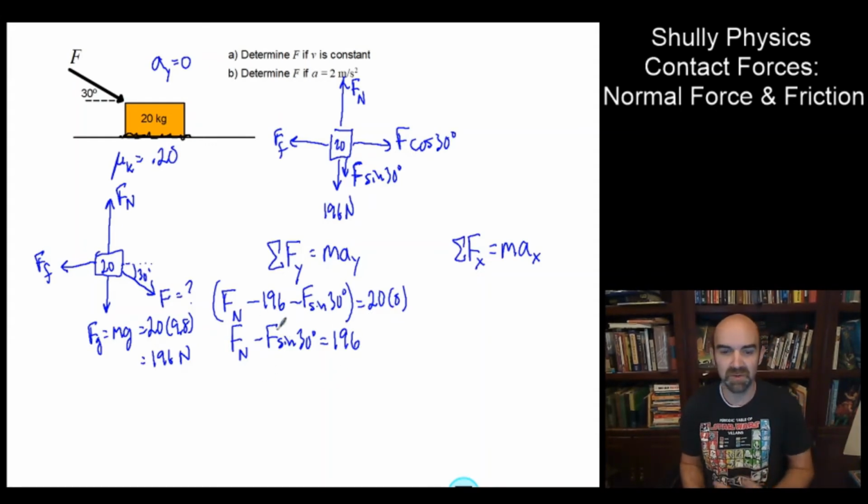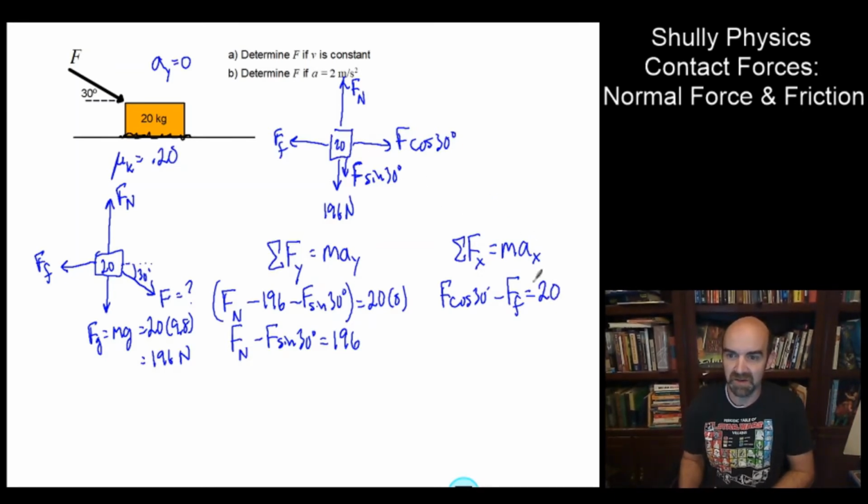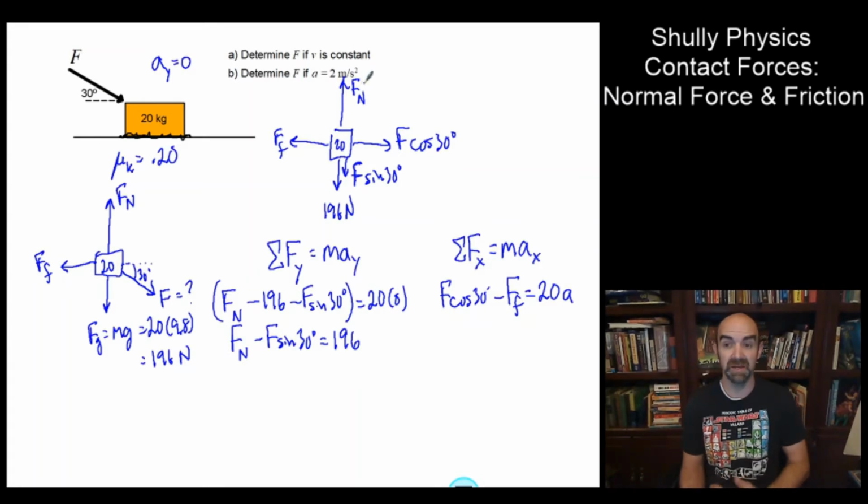So we can't solve for what F is just yet. We don't know what it is. So when you get stuck, don't stop. Let's go to the other side. In the X direction, we've got an F cos 30 going to the right, and a force of friction going to the left. And that equals 20 times A. Now I'm going to leave A kind of open here because we have two different situations we're going to be looking at in a second. So we're going to apply that when we need to.